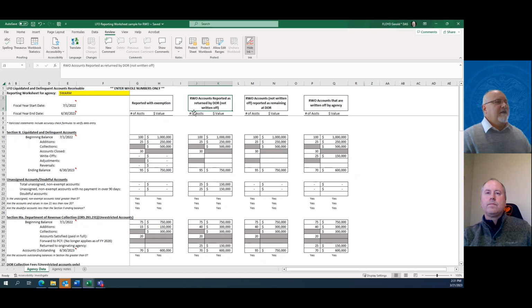The next column here are accounts where you have RWO accounts at DOR, but the agency has not written them off. And in this case, this is where what we've seen happen in the past is an agency would report those RWO accounts as returned to the originating agency, thus reducing the balance of accounts.